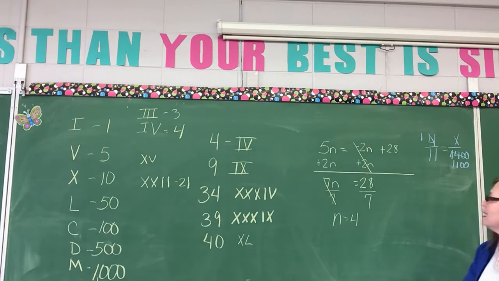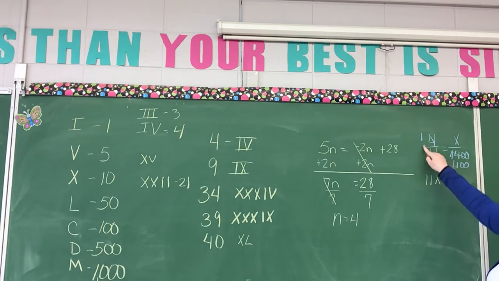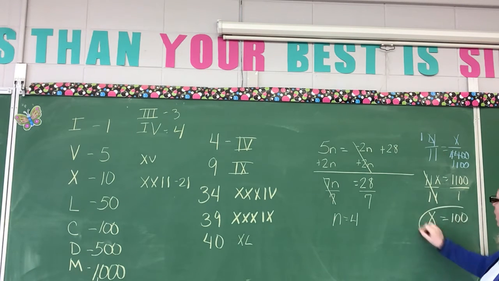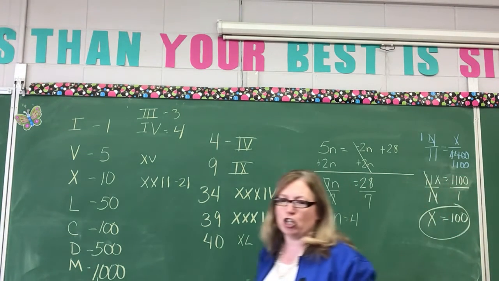So the blue is not as easy to see. 11 times x is 11x. 1 times 1,100 is 1,100. Now we're going to divide each side by 11, giving us x equals 100 to fill in our ratio.